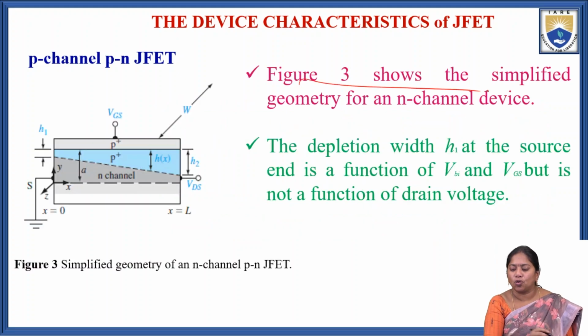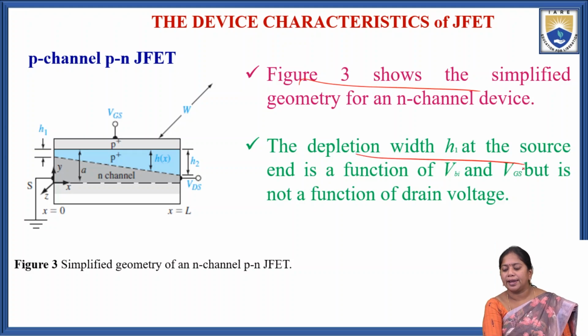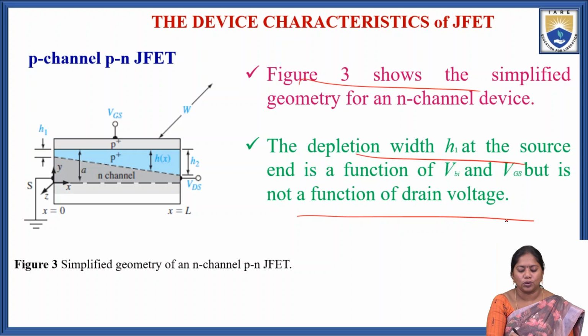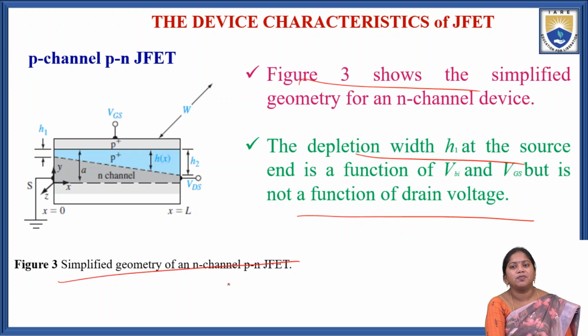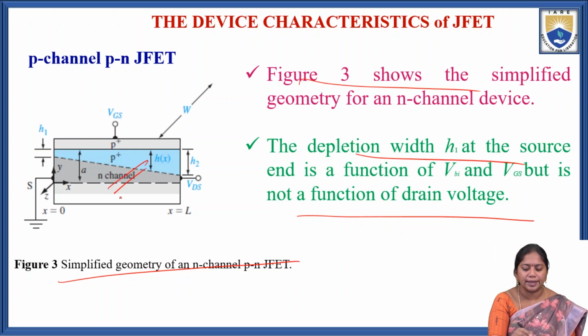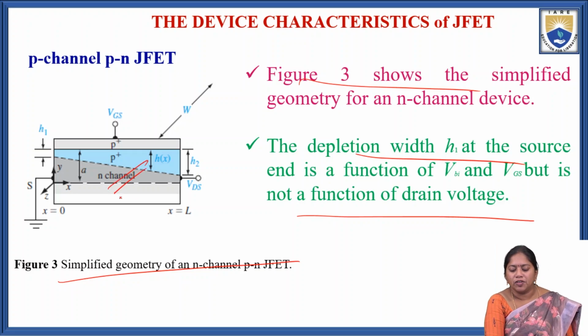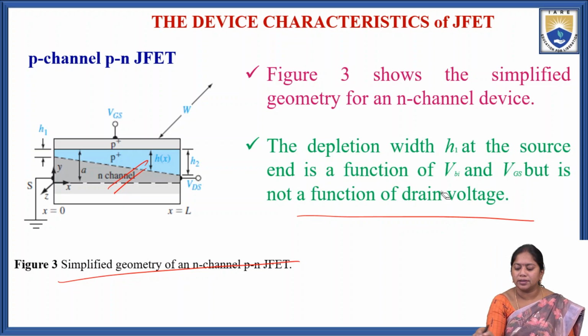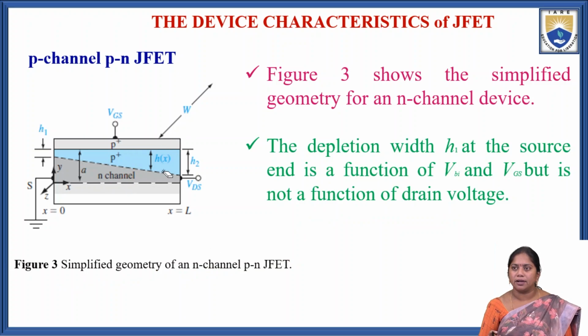So figure 3 shows the simplified geometry for the N channel PN junction field effect transistor. The depletion width h at the source end is a function of the built-in potential Vbi and the gate to source voltage VGS, but it is not a function of the drain voltage VD.